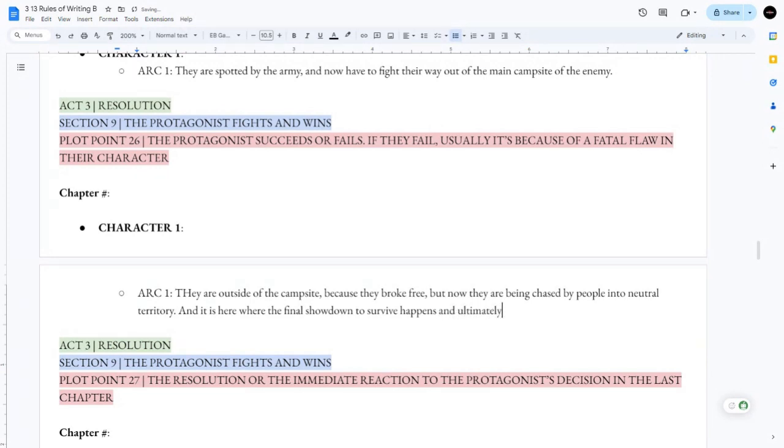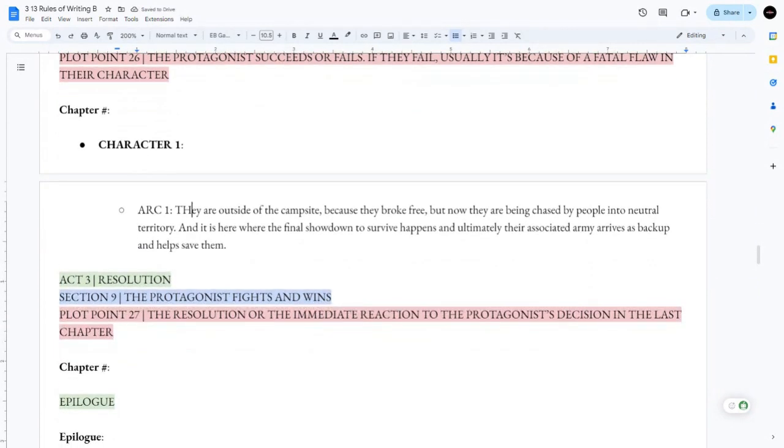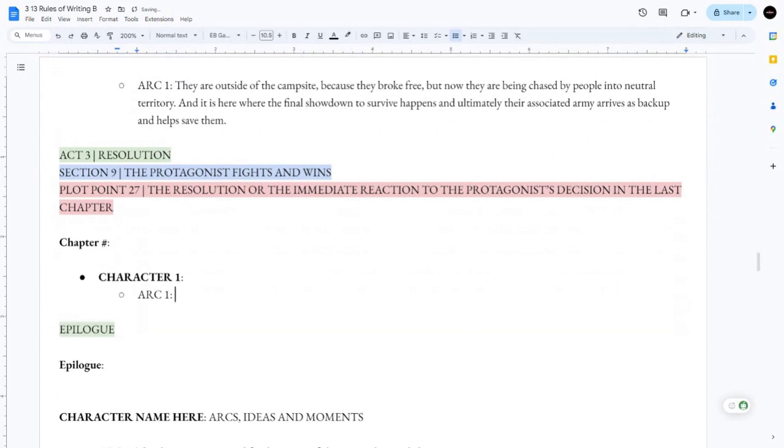And ultimately, their associated army arrives as backup and helps save them. And then watch this. They arrive home with a medal. By the way, did I spell that right? I don't think I did. Medal of honor. Oh, it's just A.